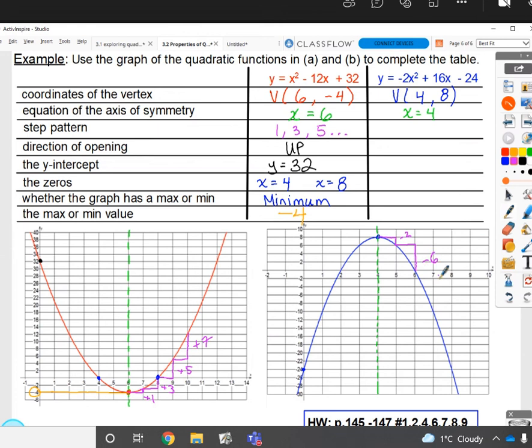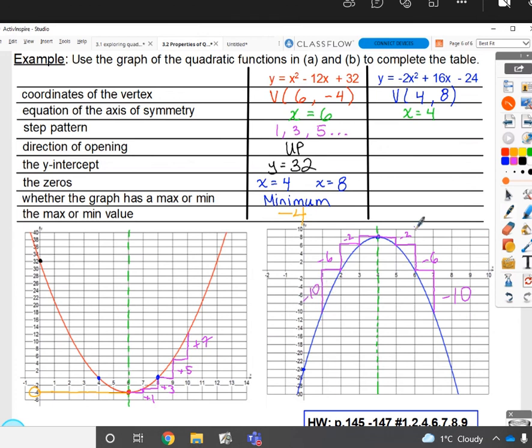Weird. Over 1. Down 2, 4, 6, 8, 10. Interesting, yeah. Yeah, for sure. So here's our step pattern. Of course, this is symmetrical. It should be the same thing on the other side. Over 1, down 2. Over 1, down 2, 4, 6. Over 1, down 2, 4, 6, 8, 10.